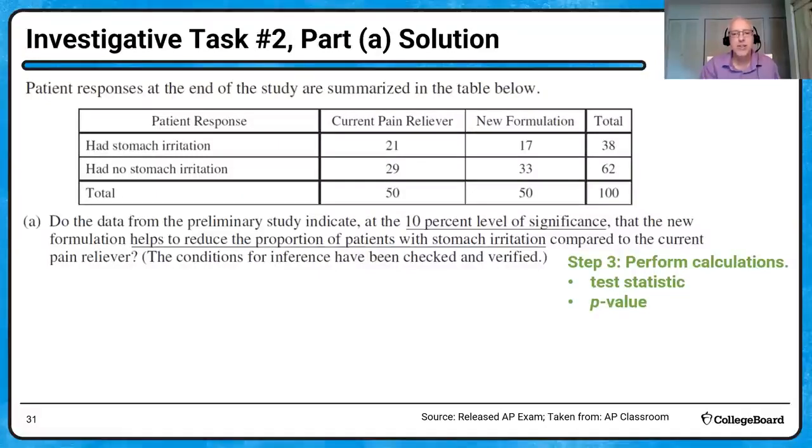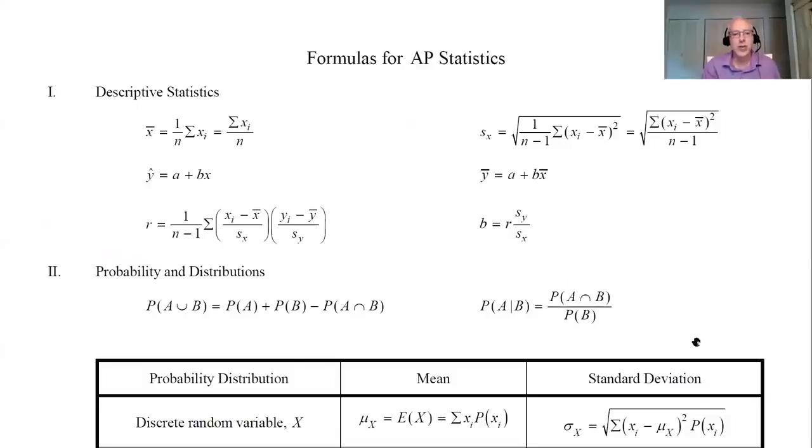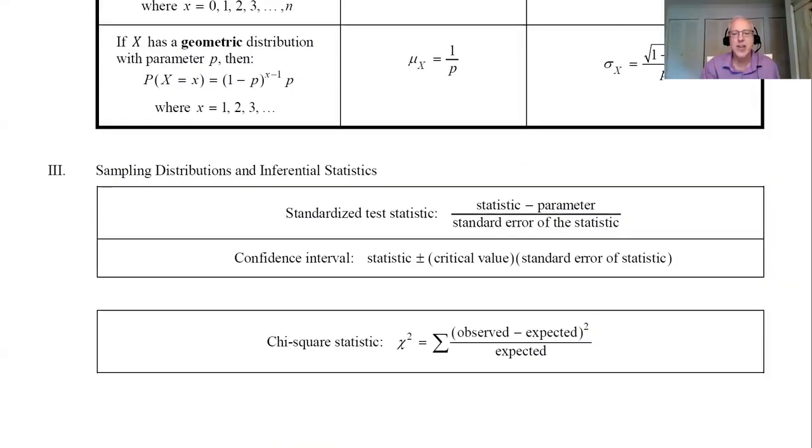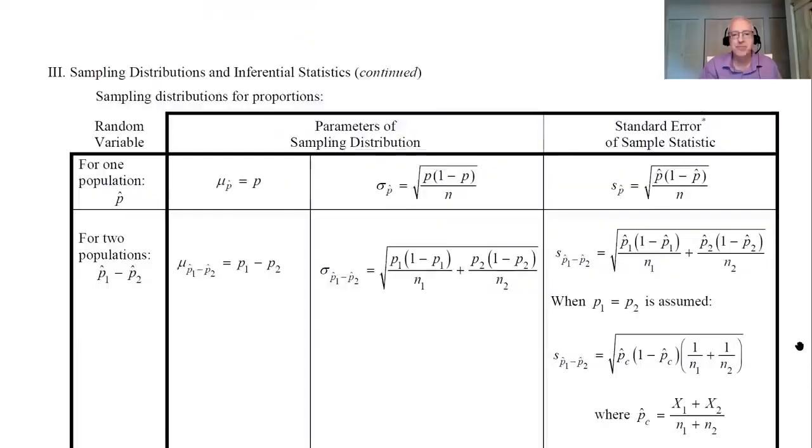You might remember in session 5, I discussed two options for doing the calculations on an inference procedure. One was to use the formula sheet. So let's remind ourselves about that. We're doing inference, so we're not in the section of the formula sheet 1 or 2. Those are about descriptive statistics and probability and random variables. We're down here in section 3 and beyond, sampling distributions and inferential statistics. We're going to need a standardized test statistic. And then on the back page of the formulas, we're going to need something for two population proportions.